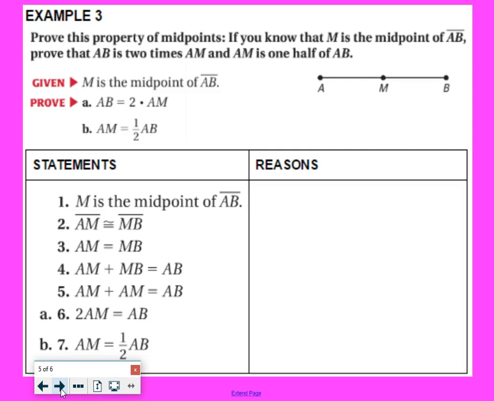So we're given that M is the midpoint of AB. So we start right here with segment 1. M is the midpoint of AB. Always, that is your given. So number 1, given.